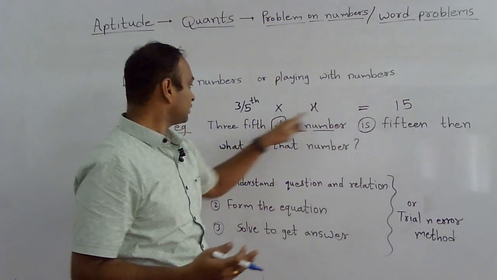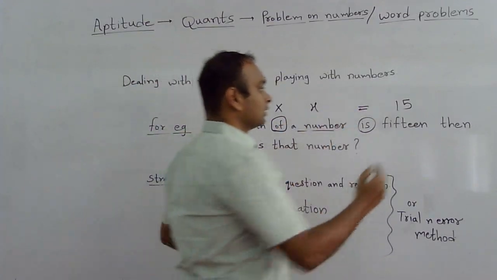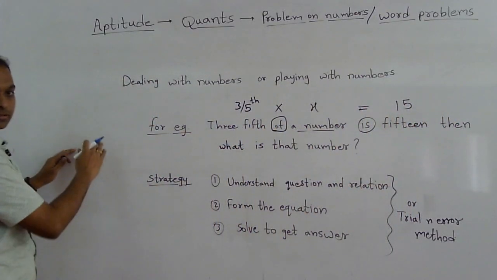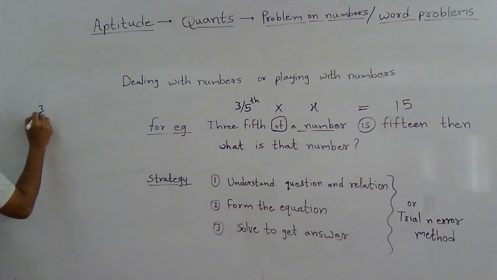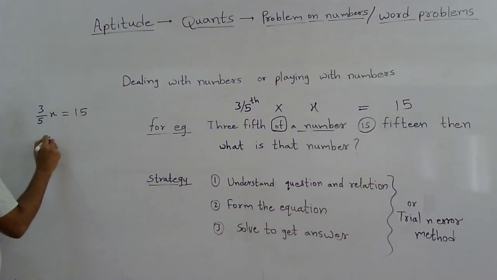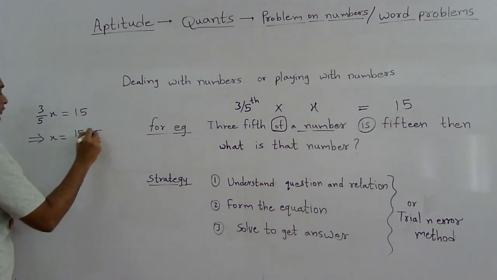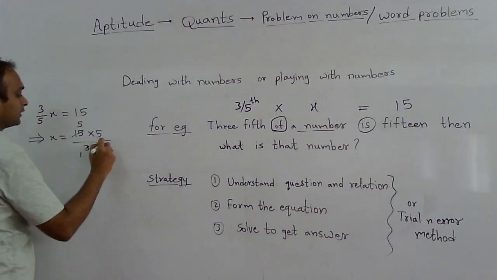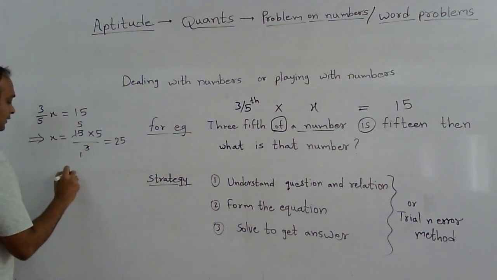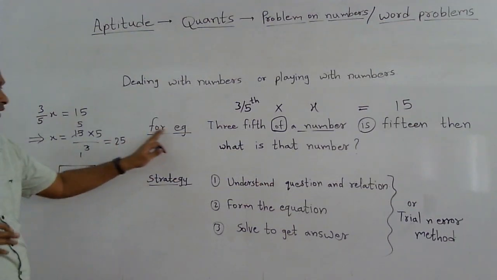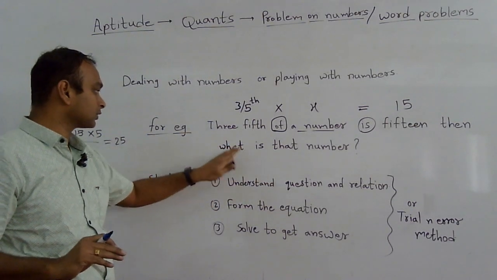Okay, so we got the equation: 3/5 of x is 15. Let's write it over here. The equation is 3/5 of x is equal to 15. So we can make x equal to 15 into 5 divided by 3. 3 ones are 3, 3 5s are 15, 5 5s are 25. So the answer x is equal to 25, which is our final answer. Right? So this is how we can solve these problems.